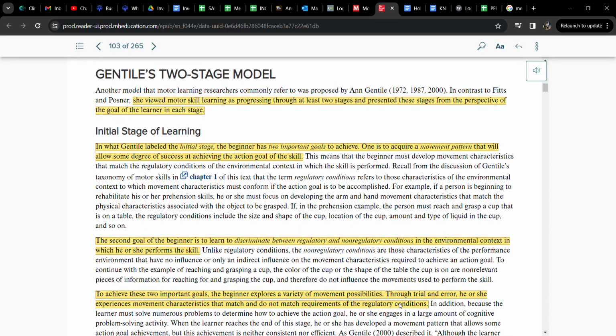Moving on. Look who's back, Gentile. They had a two-stage model. The initial stage of learning has two important goals to achieve. One is to acquire a movement pattern, and the second goal is to discriminate between regulatory and non-regulatory conditions in the environmental context in which he or she performs the skill.